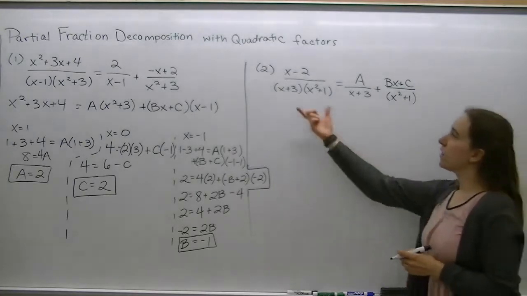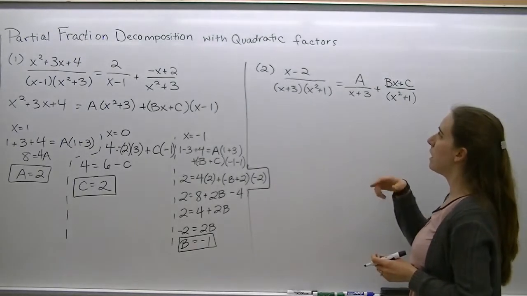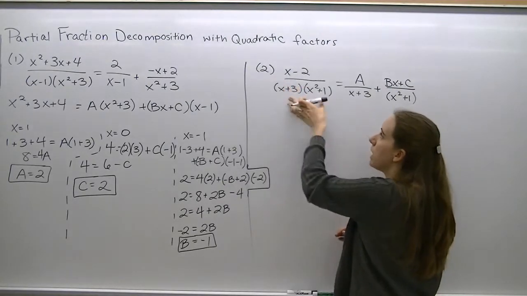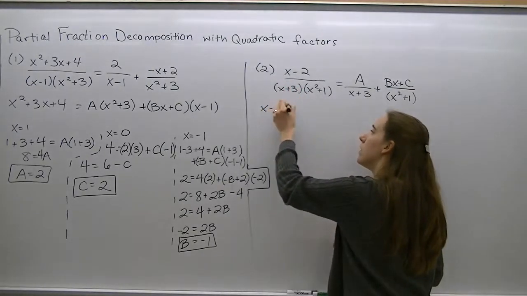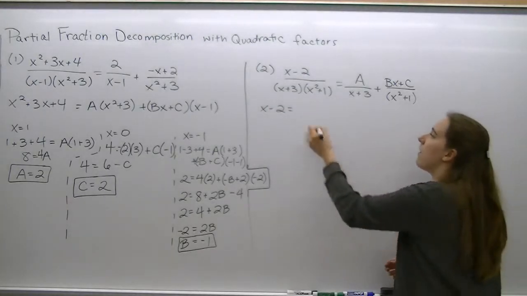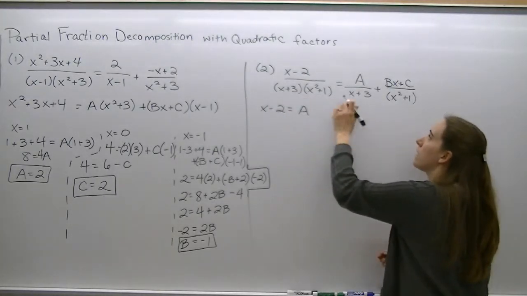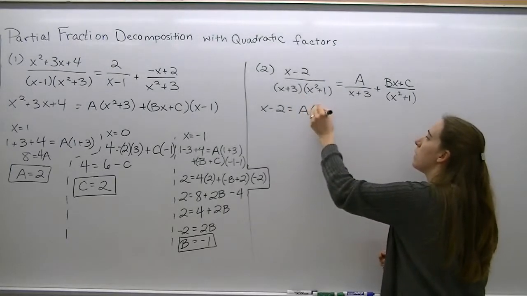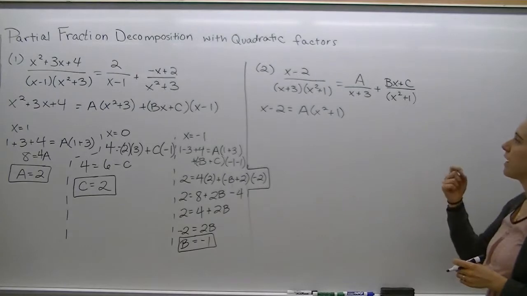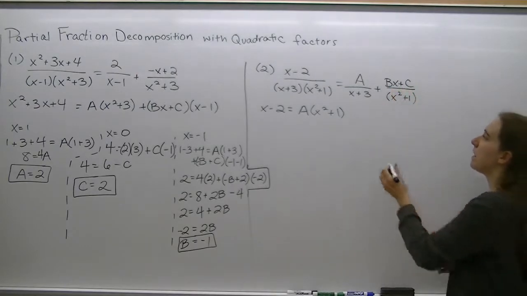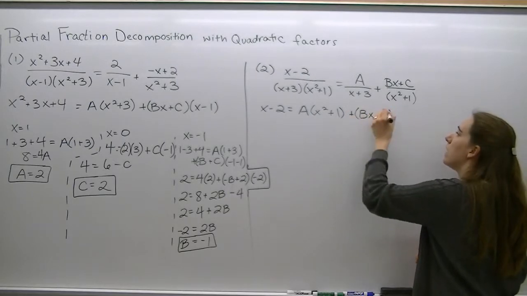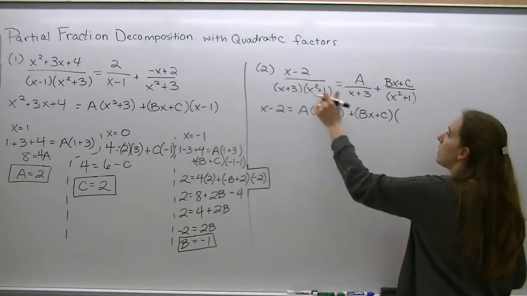So now let's actually go through and multiply by the denominator so that we get our polynomial. So this denominator, if I multiply it here, will cancel. So I get x minus 2. Then I have a, and my x plus 3's will cancel, so I have just the quadratic term, or the quadratic factor. Then this piece, I'm left with bx plus c, that whole thing times the linear factor.